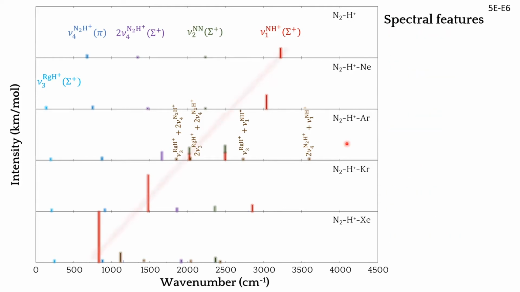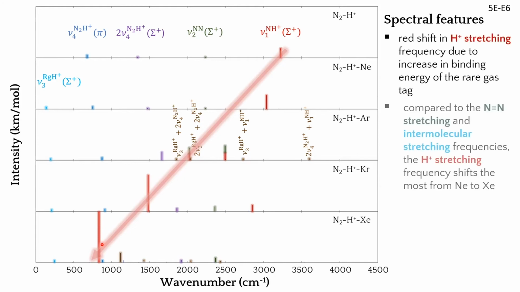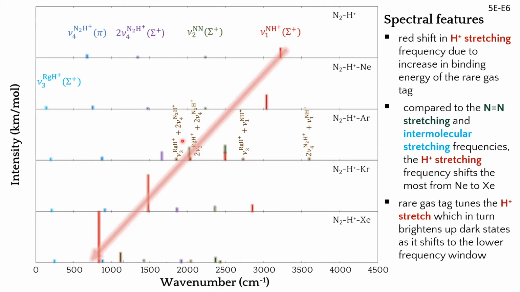One of the notable spectral features is the significant redshift of the proton stretching frequency as the rare gas tag gets heavier. A rich vibrational spectra can also be observed for the argon tag species, where the overtone and combination bands are brightened up as the energy gap between the stretching modes gets smaller. And thus we see that the rare gas tag tunes the coupling between different vibrational modes.